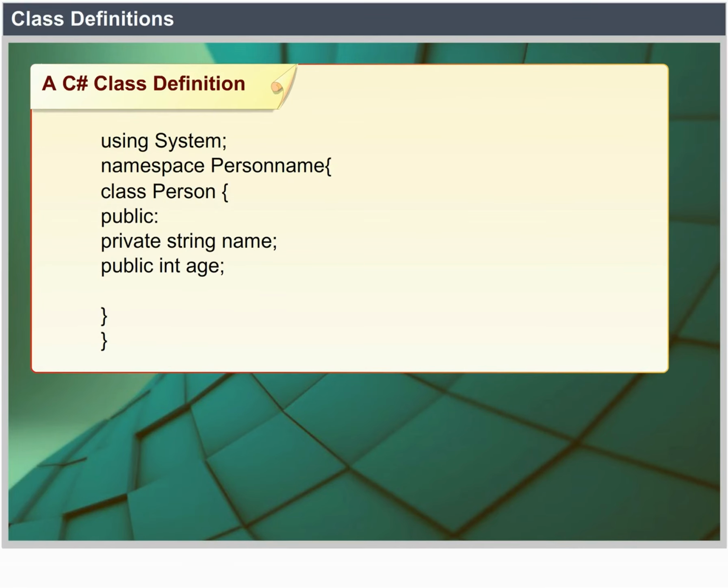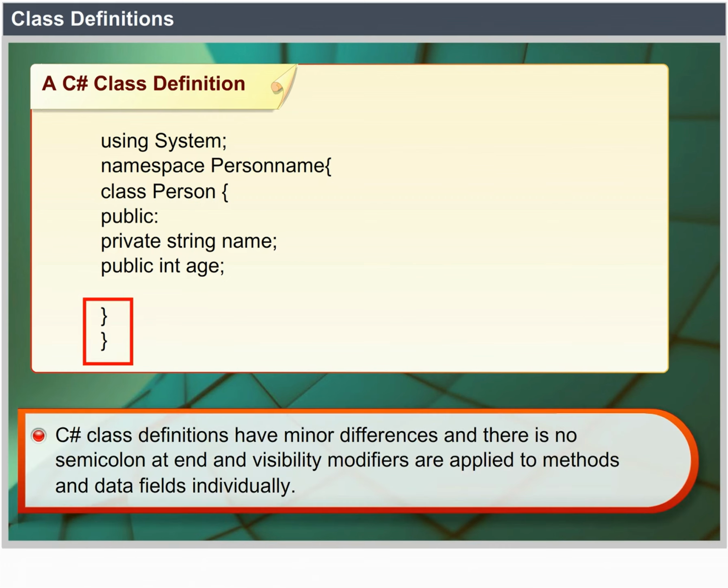A C# class definition. using System; namespace PersonName { class Person { public private string name; public int age; } } C# class definitions have minor differences: no semicolon at the end, and visibility modifiers are applied to methods and data fields individually.